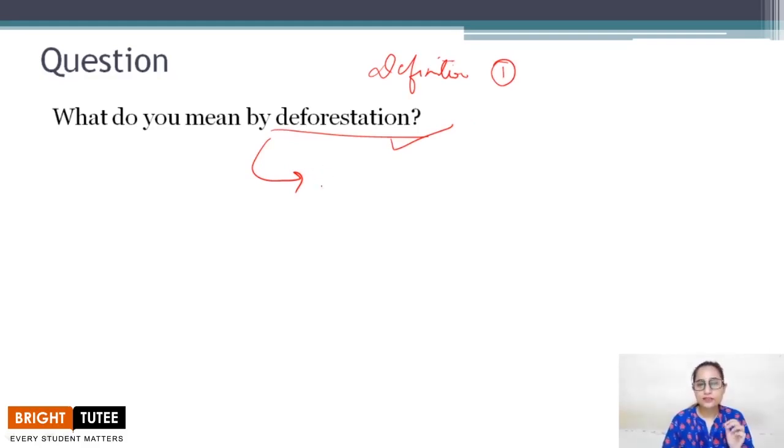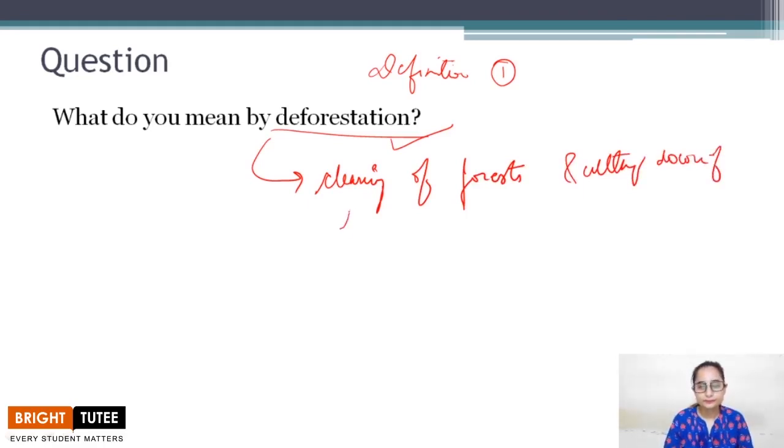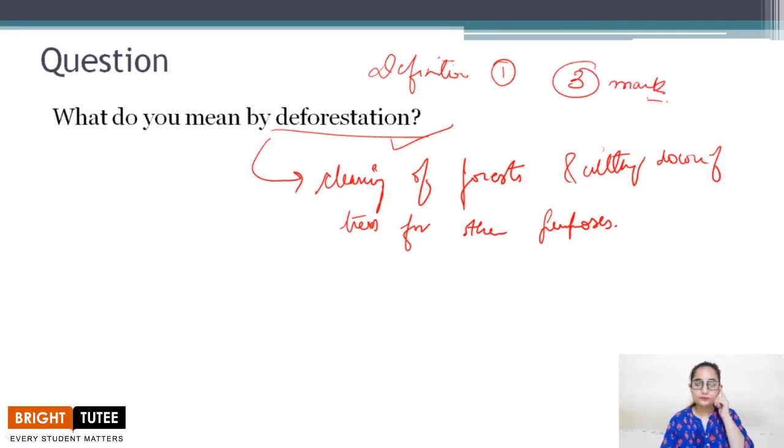So deforestation means clearing of forests and cutting down of trees for other purposes. Now you can list down the purposes as well and you can explain in detail if this question is a 3 mark question. For 1 mark, you will only be providing the definition and nothing else. Alright?